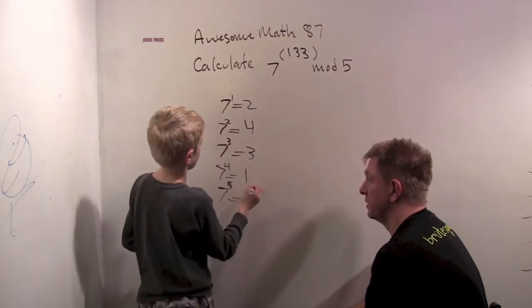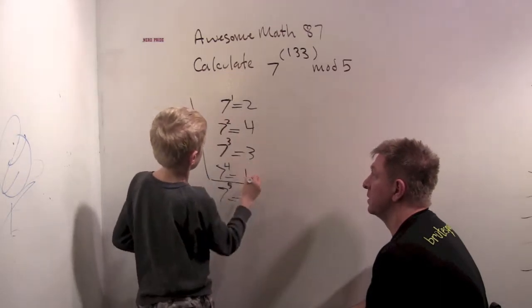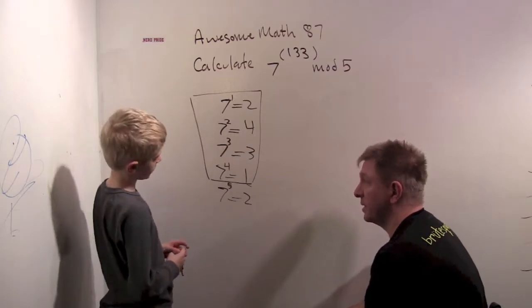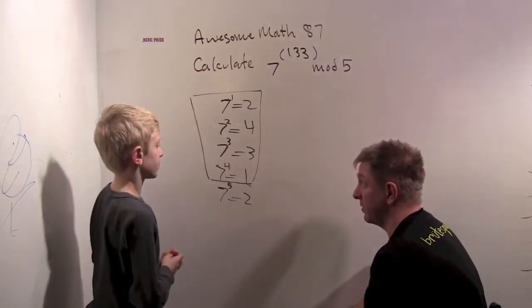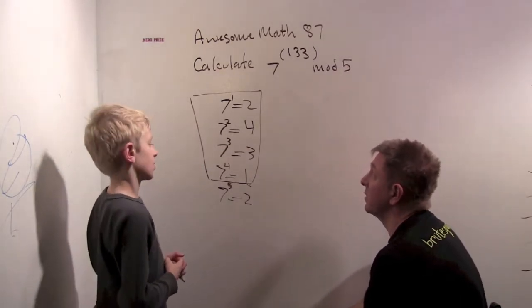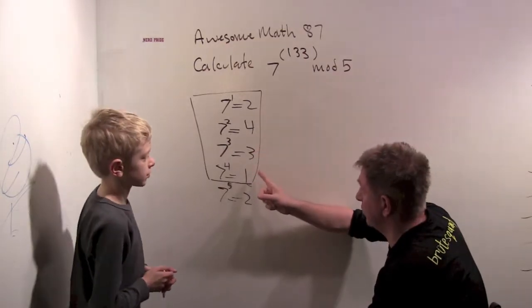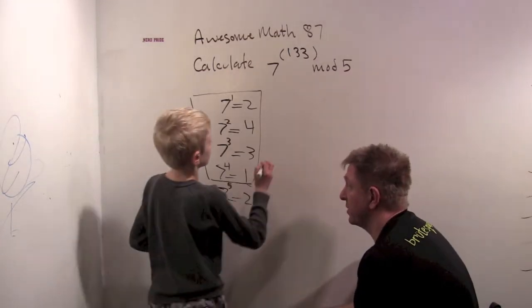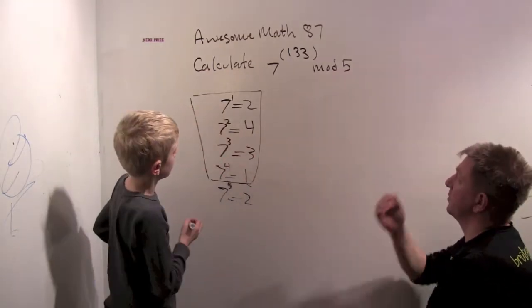Okay. So this repeats. Alright, so we found a repeating pattern. It repeats every 4. Okay, so the mod 5 portion of the powers of 7 repeats every 4. So what's that going to tell you about 7 to the 133?